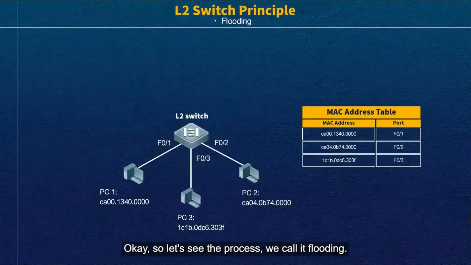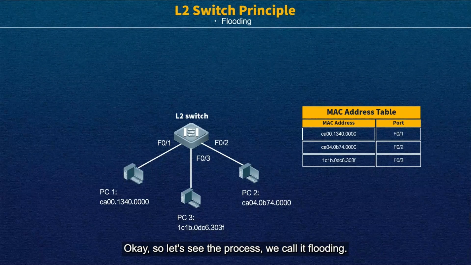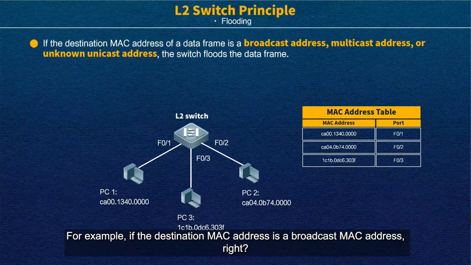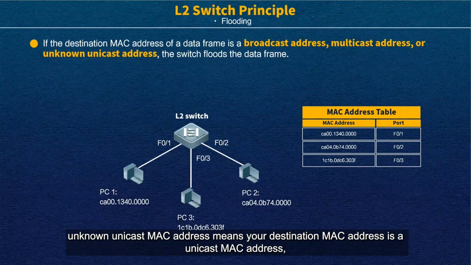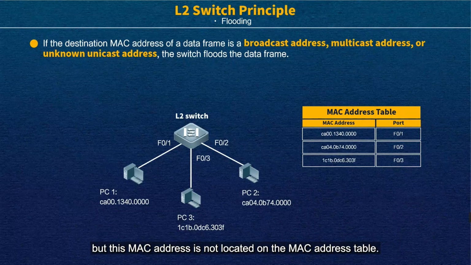Okay, so let's say the process we call flooding. For example, if the destination MAC address is a broadcast MAC address, or some special multicast MAC address, or an unknown unicast MAC address. Unknown unicast means your destination MAC address is a unicast MAC address, but it is not located in the MAC address table.